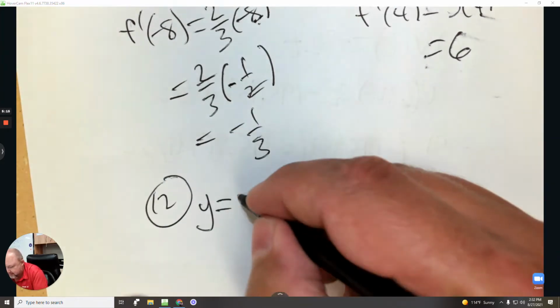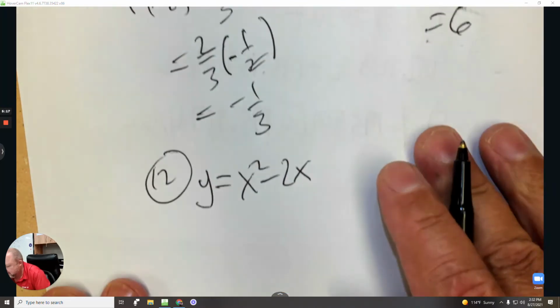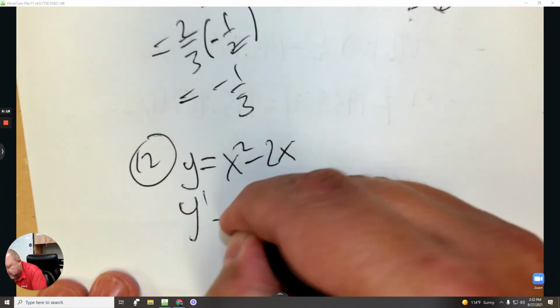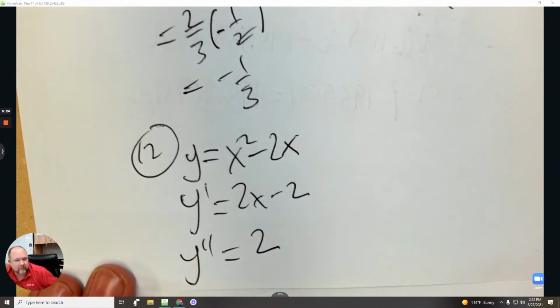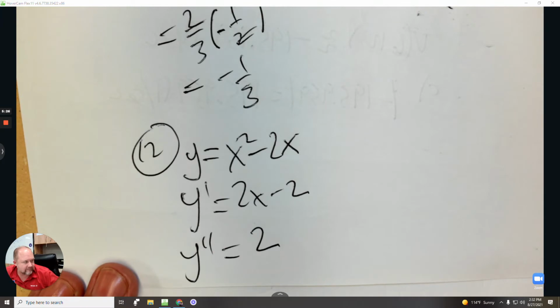I'm going to multiply it out. That's x squared minus 2x. The first derivative is 2x minus 2. The second derivative is just 2. 13.